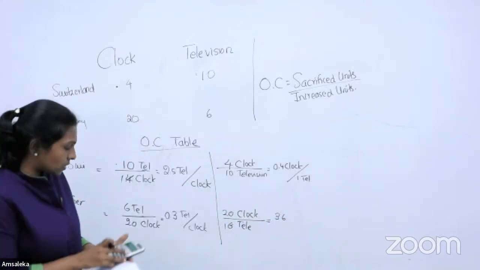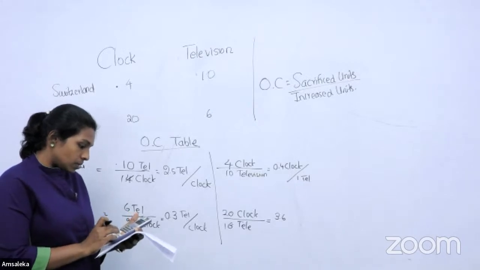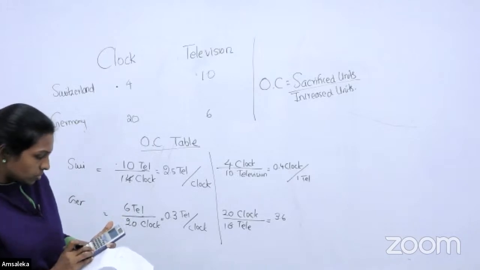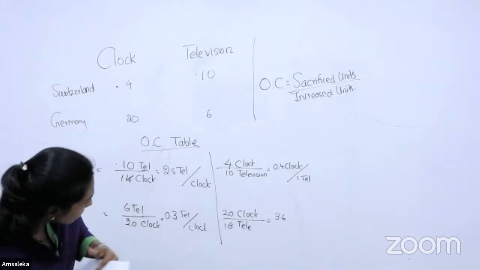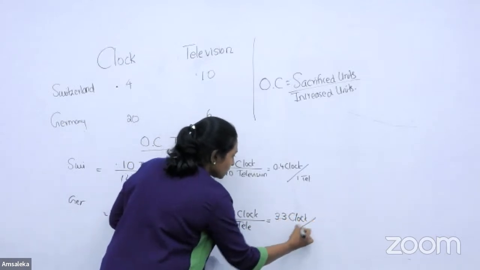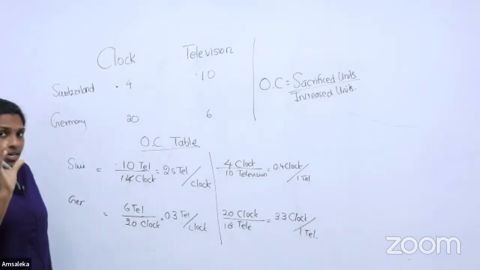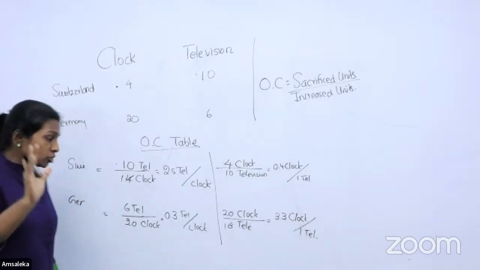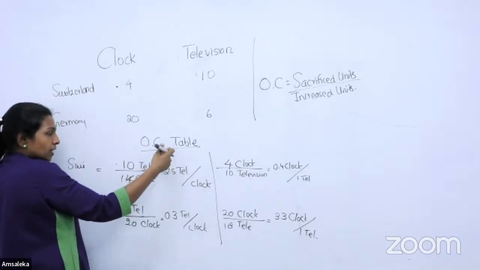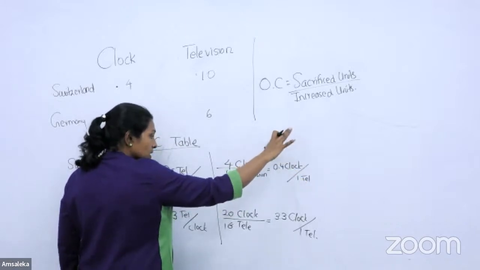3.6. 20 over 6. Yeah. 3.3, no? 3.3. So 3.3 clock is sacrificed, 1 television. Now, I did only the opportunity cost. What is the opportunity cost? Switzerland, to produce 1 clock, 2.5 television are sacrificed. For 1 television, 0.4 clock is sacrificed.